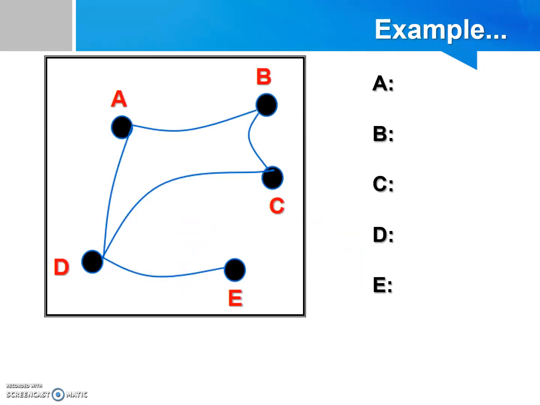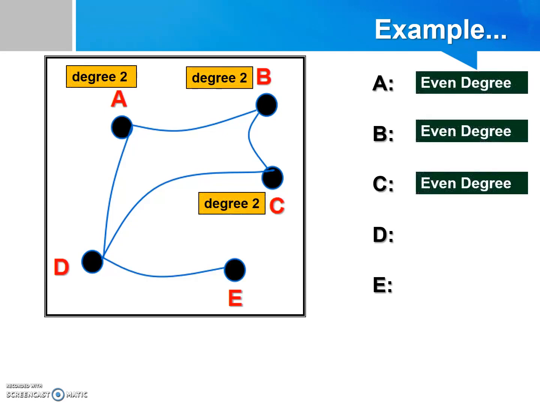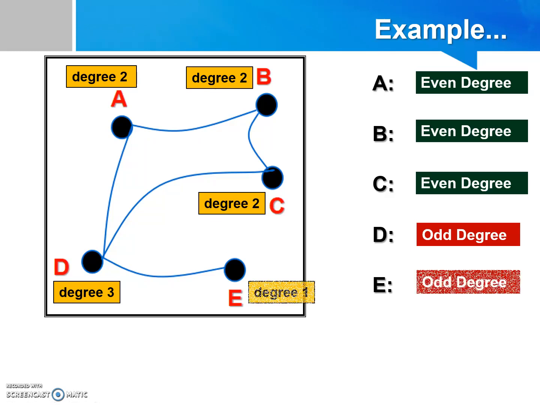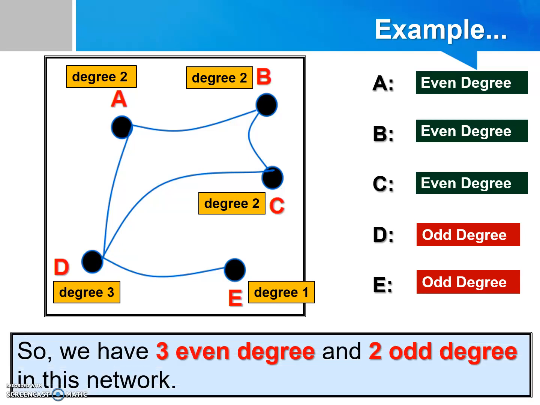For example, the vertices A, B, and C in this network are even degree, as each of the vertices has a degree of 2. However, for vertex D, there are 3 lines leading to the vertex. Hence, it has a degree of 3, and it is an odd degree. While for vertex E, it has only 1 edge leading to the vertex. Hence, it has a degree of 1, and it is an odd degree as well. So, we can conclude that there are actually 3 even degrees and 2 odd degrees in this network.